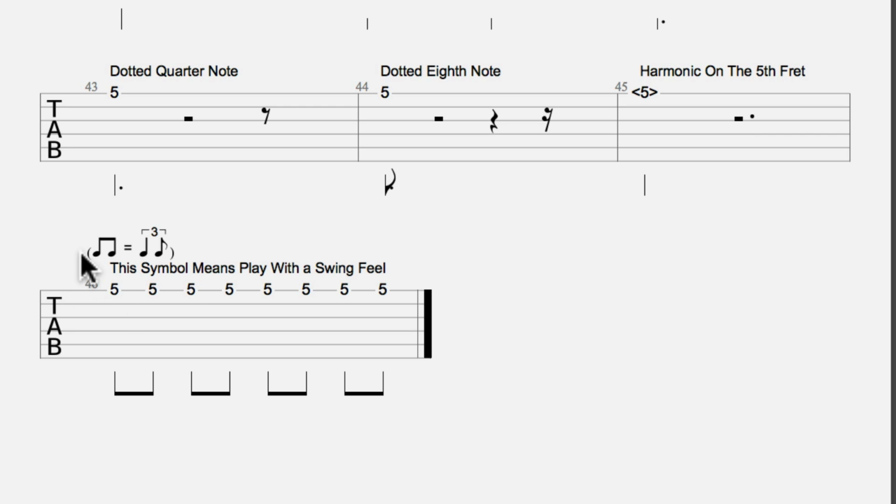But this means play your 8th notes instead of straight, like 1 and 2 and 3, very straight. You do what's called, you swing your 8th notes. 1 and 2 and 3 and 4, and it has more of a swing feel to it. And that's what that would mean. That would mean all these 8th notes are swung as opposed to played straight.